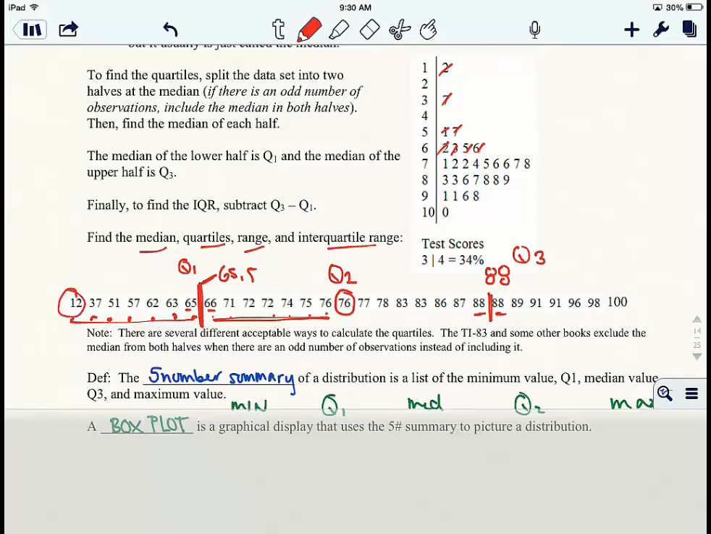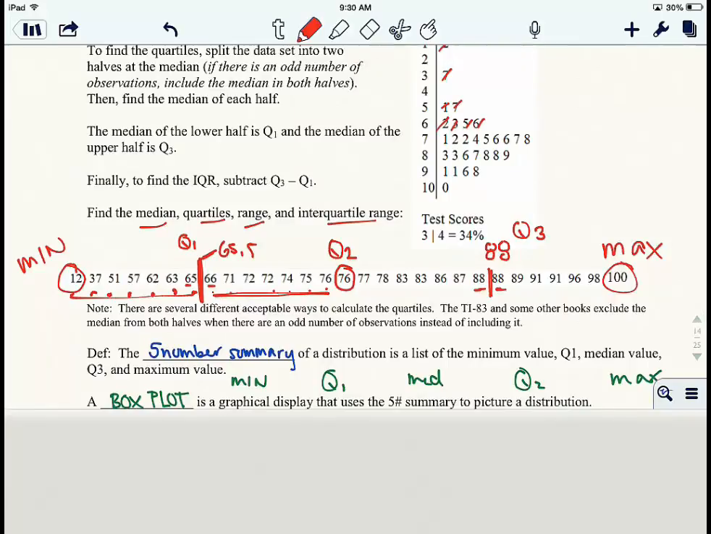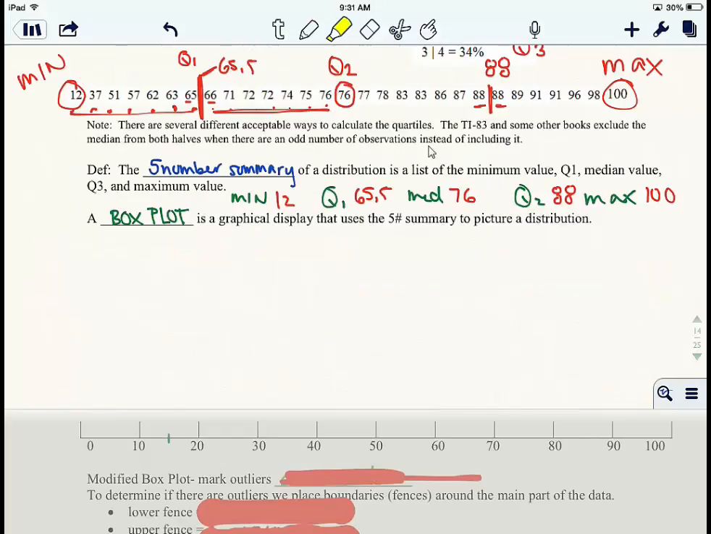Lastly, you could see that my min is 12 and my max is 100. This leads us to the 5-number summary of a distribution. It's a list of the min, Q1, median, Q3, and max. The 5 numbers we just found are our 5-number summary, so 12, quartile 1, median, quartile 3, max.